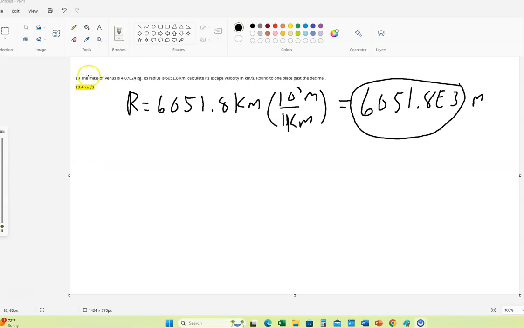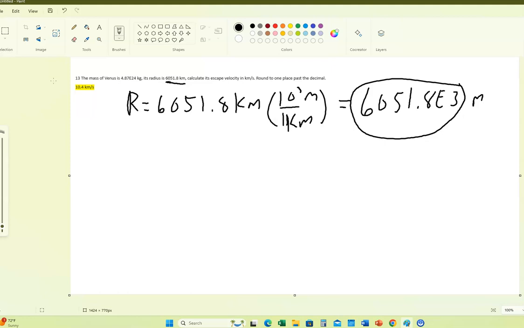All right, just like number 12, we have another escape velocity equation. So right away, I just changed the radius from kilometers to meters. So there it is in kilometers. There's 1,000 meters in 1 kilometer. The kilometers cancel, and so you just write the same number times 10 to the third.